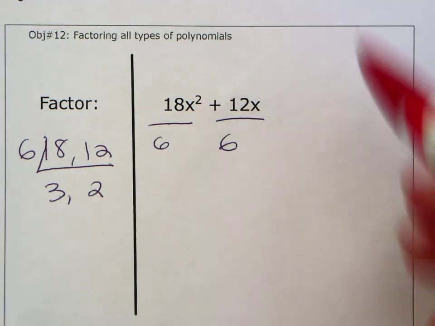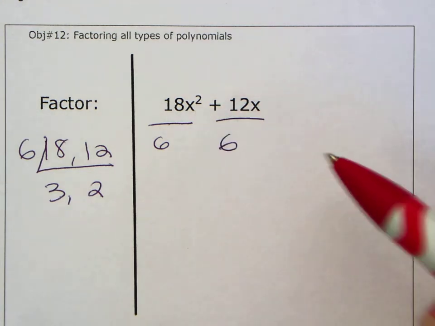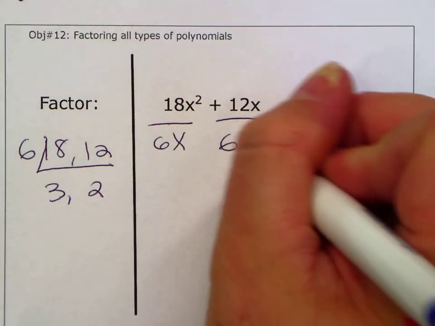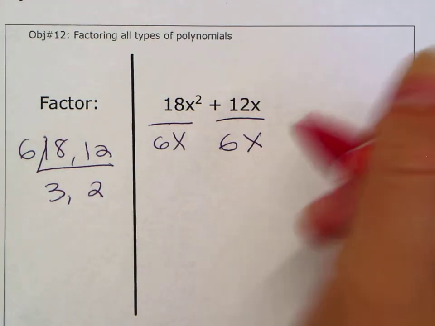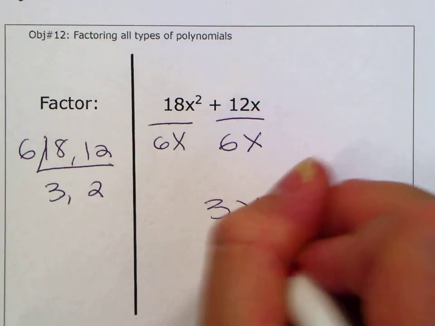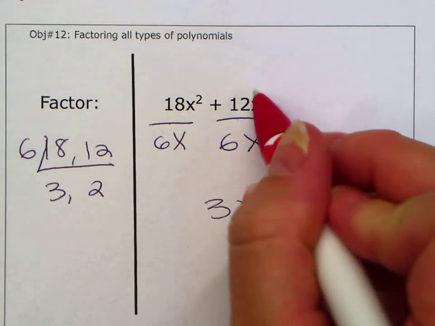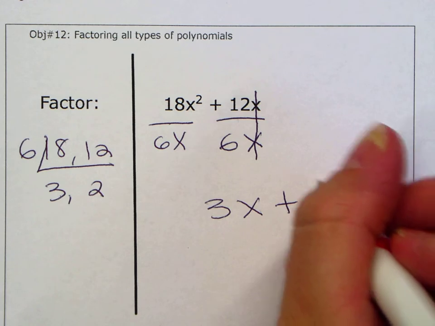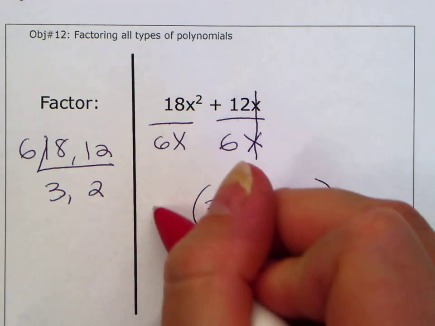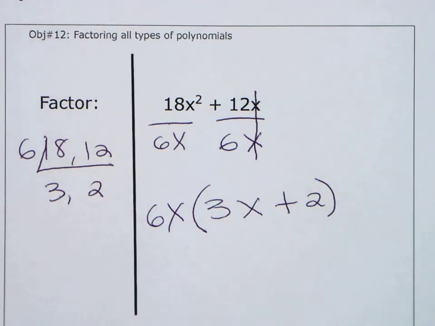And then what's the GCF of x and x squared? X. Remember, take the smaller exponent. Divide, and you get 3x plus 2. X divided by x cancels out. Parentheses, and put your 6x on the outside. What kind of factoring problem is this? This is GCF.